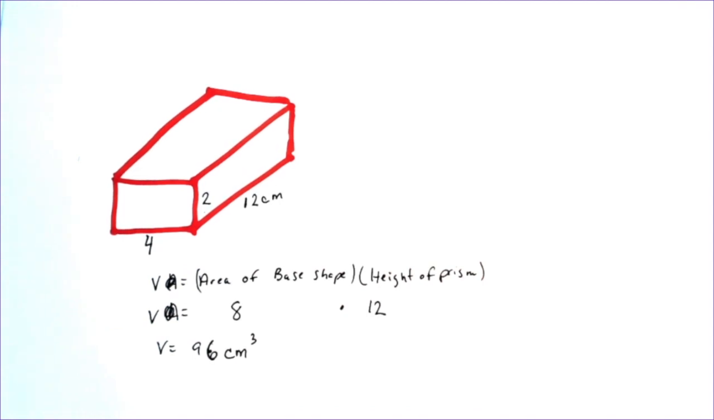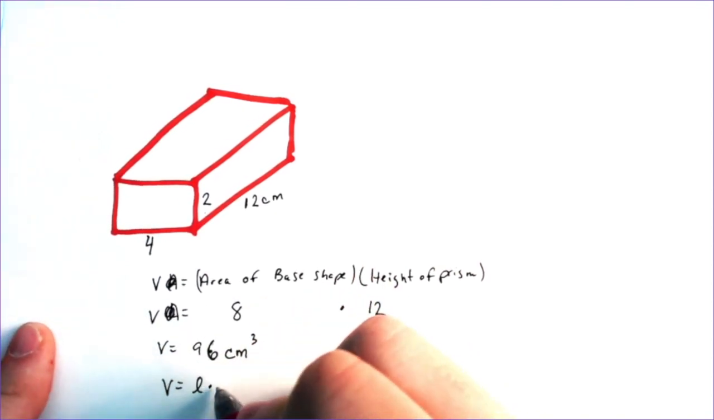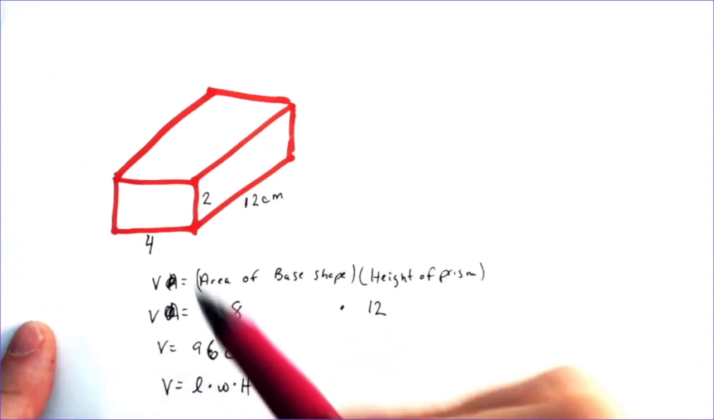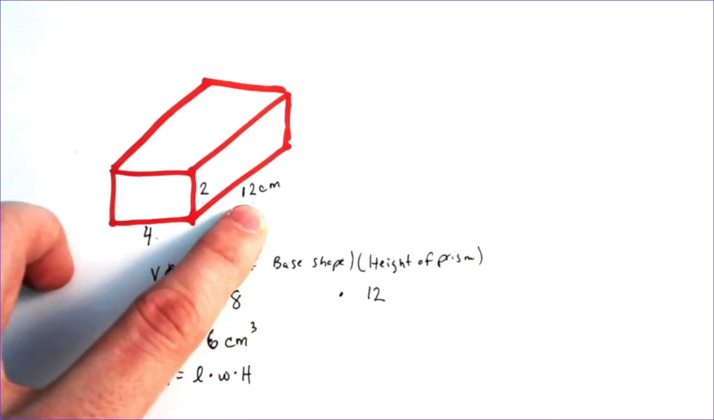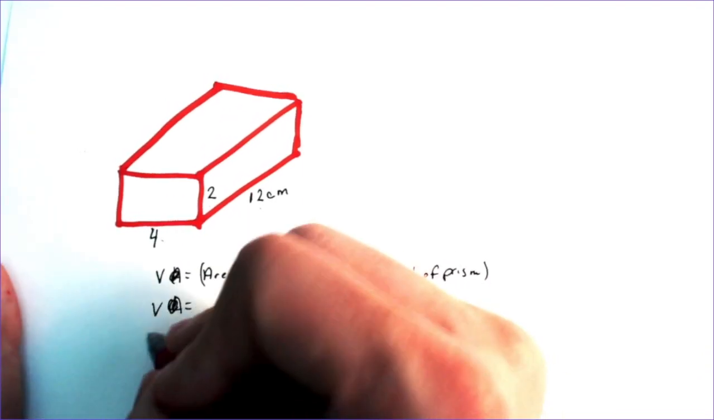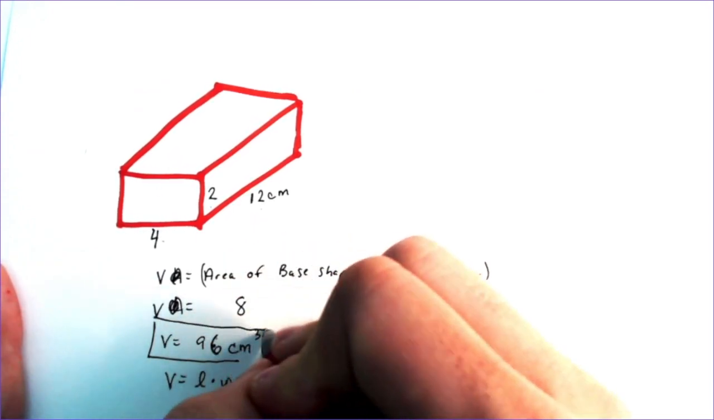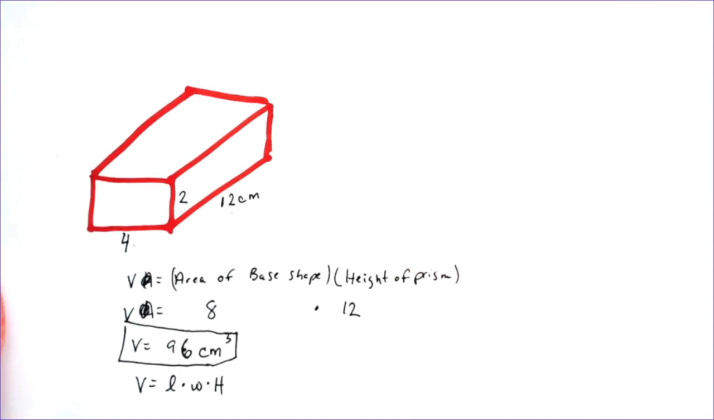All right, so there is a formula for a rectangular prism or cube, and the volume formula is length times width times height, which is really just these three numbers multiplied together, which is what I did. 4 times 2 to get 8, and then times 12 to get my total volume. So volume on a rectangular prism, very, very easy. Surface area, just as tedious as it was before.